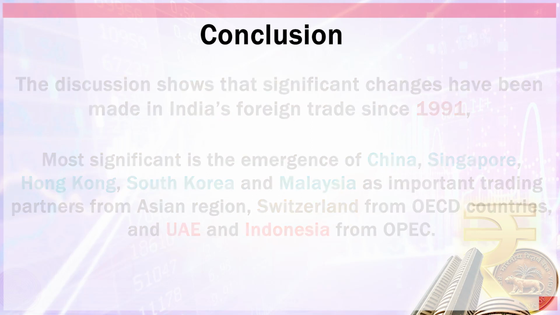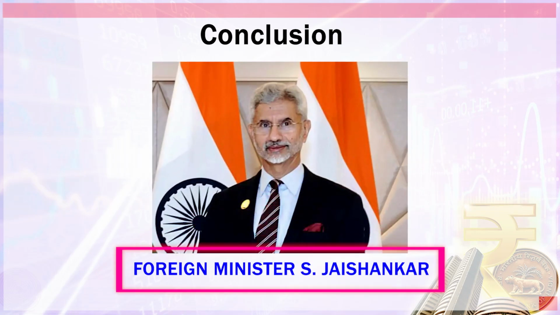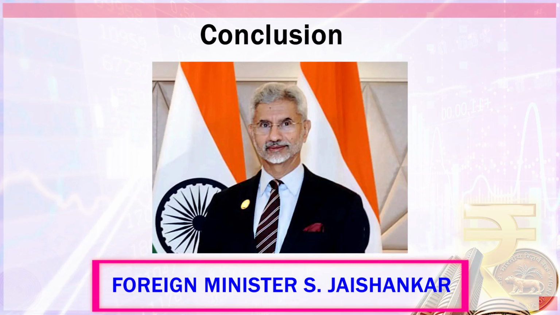Now, during the period of our foreign minister Jaishankar, many foreign trade policies were taken, and this has improved India's position in global trade. And in 2021, the new trade policy for 2021 to 26 has been introduced, which of course aims at improving India's leadership in global trade in the coming years.